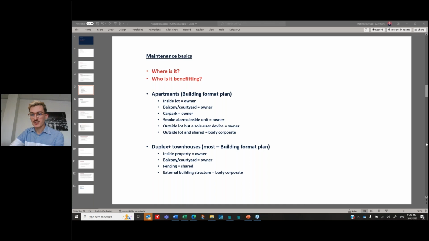All right, question about townhouse garage doors. Are the townhouse garage doors the responsibility of the body corporate, but the motors of the roller doors are the owner's responsibility? So I generally agree with that. Usually with townhouses, they are in this building format plan of subdivision, which means the outside surface of the townhouse is the body corporate's responsibility.